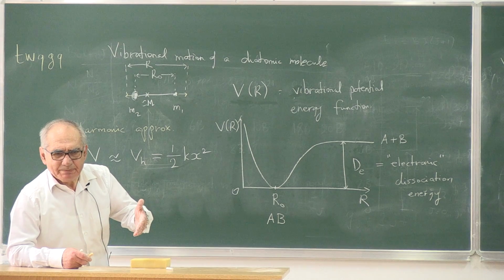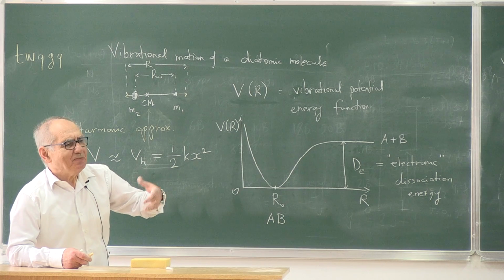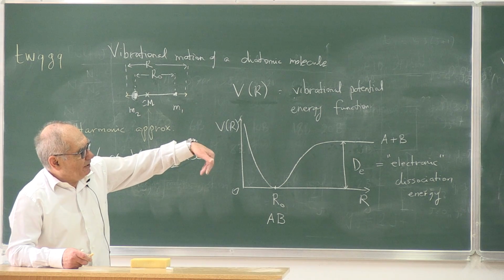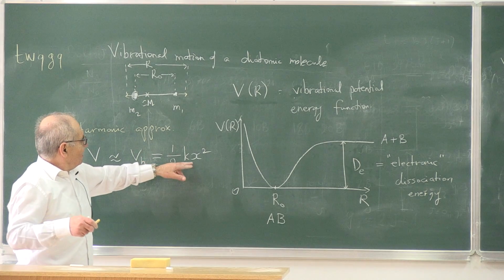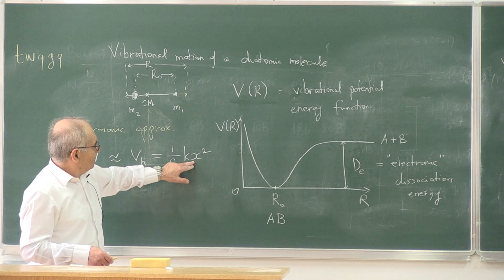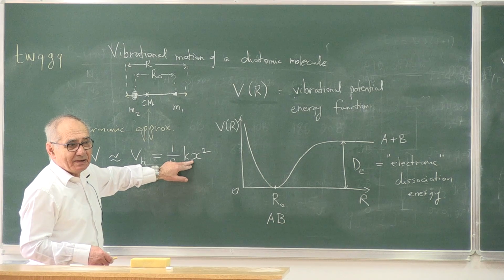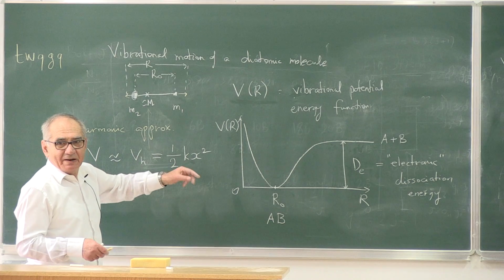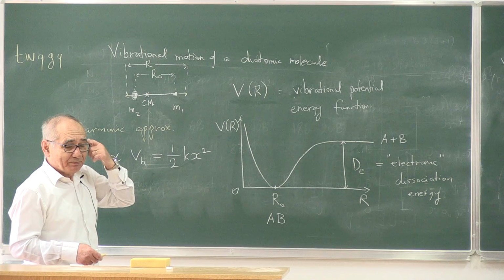Why are we doing this? The reason is simplicity. If we ignore the anharmonic part, then solving Schrödinger equation with this expression for potential energy function is relatively simple, and we can obtain analytical expressions, analytical solutions for the problem.